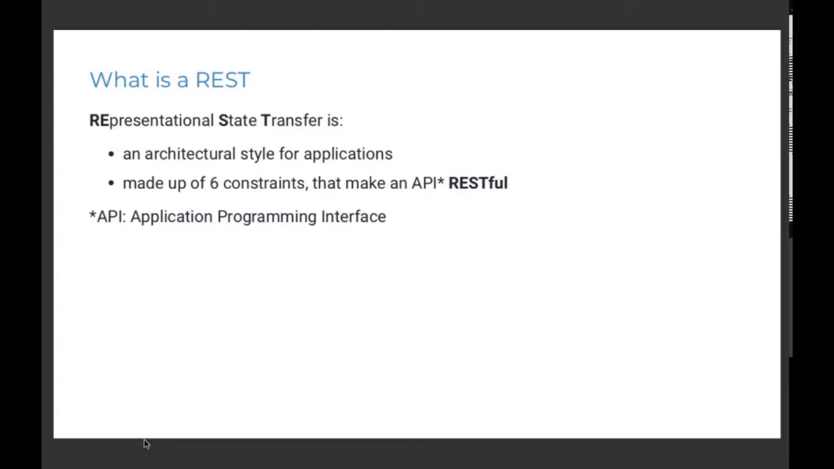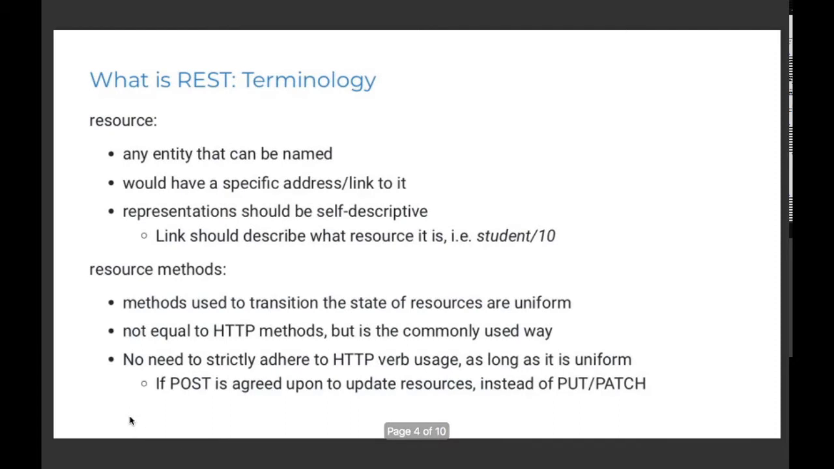Okay, so before we talk about these 6 constraints, let's talk a little about terminology. In REST, a resource is any entity that can be named. Generally, it would have a specific address or link, and the representations are self-descriptive. So if you have users, the URL or the representation, the name of it, would be something like student, and then whatever separate identifier, so users/whatever identifier. If it was a student, you would want to use the noun student. And then resource methods.